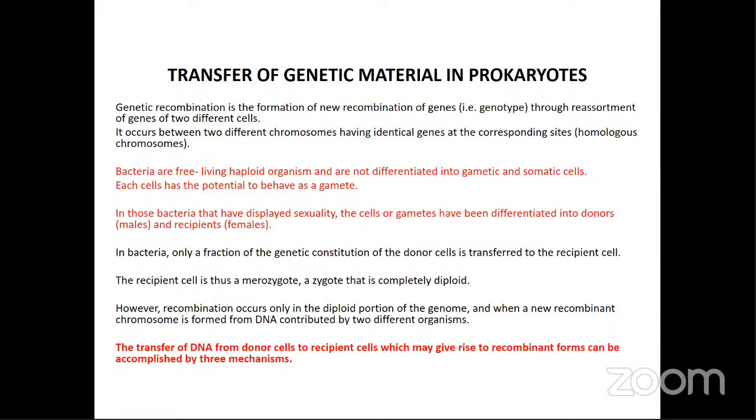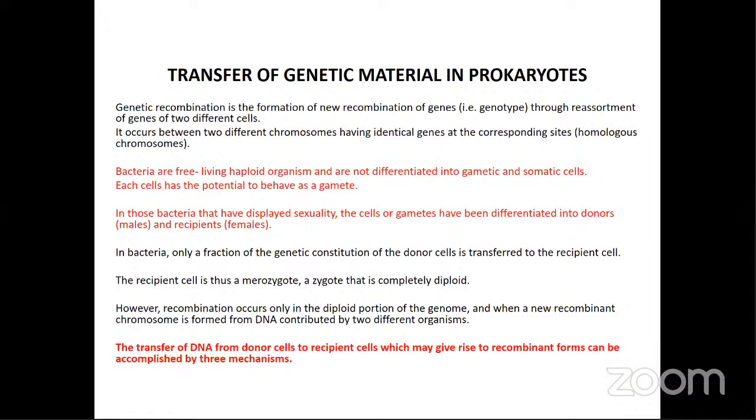That is, most of the time, bacteria are free living, they are haploid. So any of the cells could behave as a gamete. They can just have cell division and then they begin to multiply. But some bacteria have also shown sexuality, where they display male and female character. So one of the cells will represent male, another one will represent the female. So the male will donate, while the female will be the recipient. So we'll look at an example.